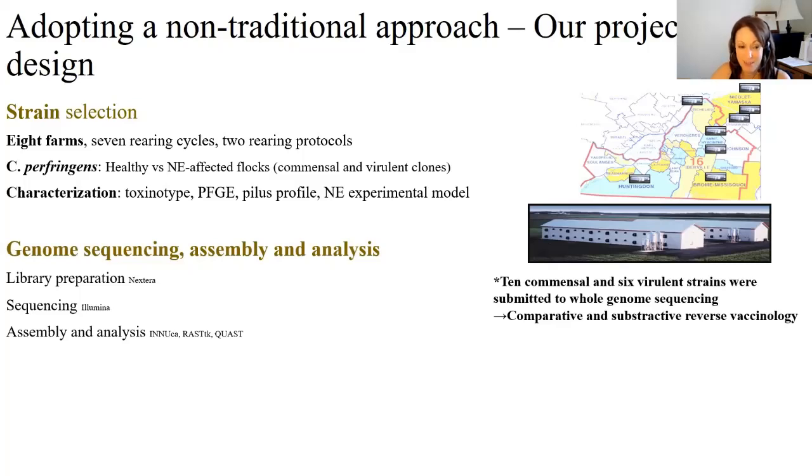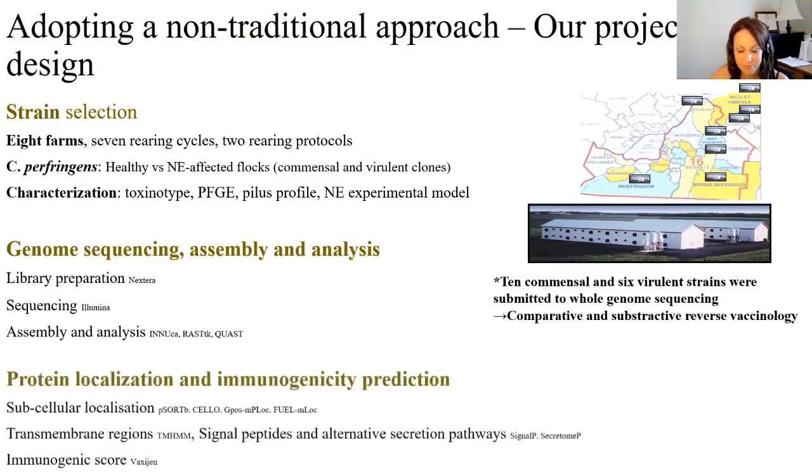These strains, as I mentioned, were whole genome sequenced. We did library preparation. They were sequenced, and the data were assembled and analyzed using the different softwares that appear in smaller characters. Once we got the genomic data, we were interested in doing protein localization and predicting the potential immunogenicity of these proteins.